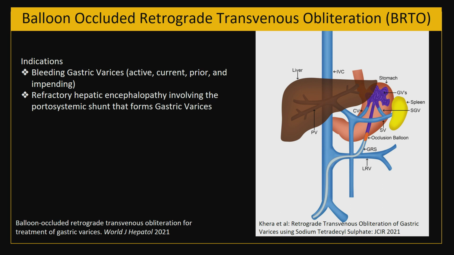this BRTO. What we do, we usually enter from either the femoral vein or from above, the internal jugular vein, and we enter into the renal vein, and we try to cannulate the gastrorenal shunt, which usually opens whenever there is a gastric varices. We enter this, occlude it with a balloon, and we inject an embolizing agent directly to obliterate those varices.